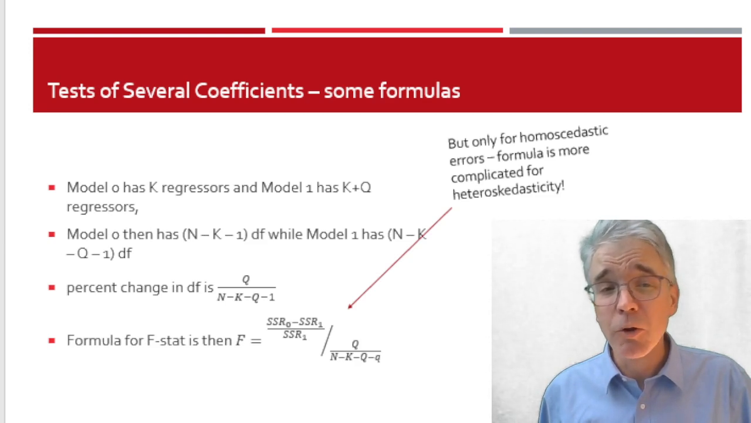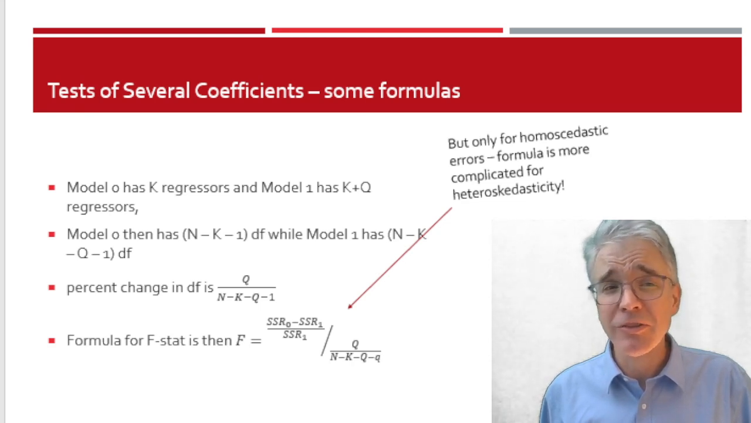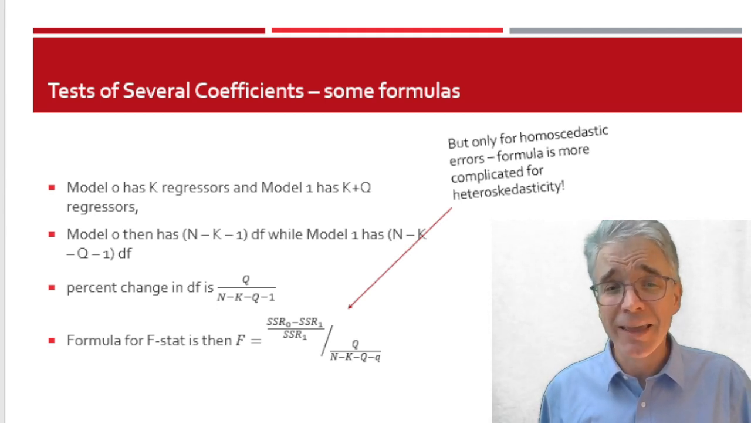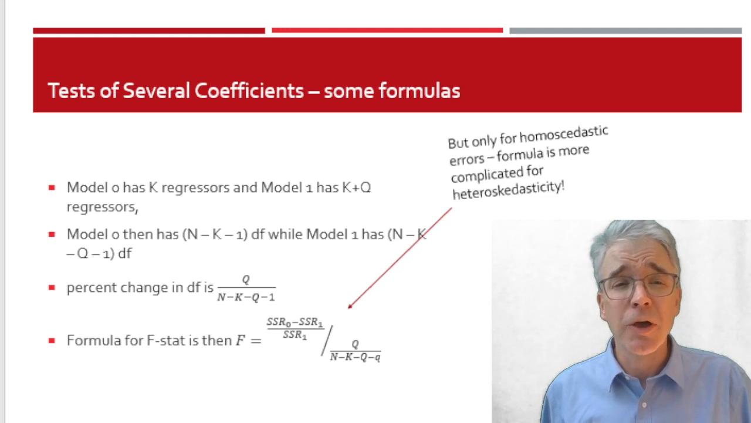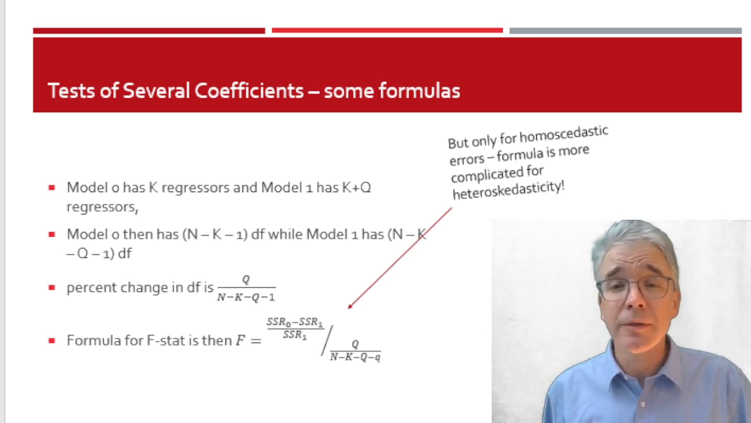To make it better, we'd want something more like an elasticity than just a percent change. We want to take the percent change in the sum of squared residuals and divide that by the percent change in the number of x variables. In this notation, the base model has k x variables, while model 1 has k plus q x variables. Model 0 has n minus k minus 1 degrees of freedom. Model 1 has q more variables and therefore q fewer degrees of freedom. That means the percent change in degrees of freedom is given there.